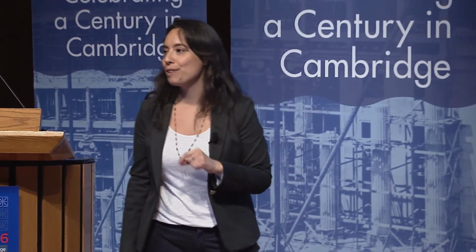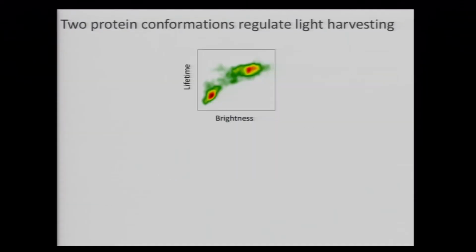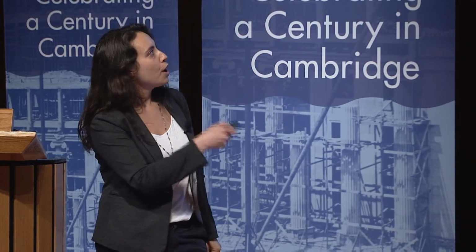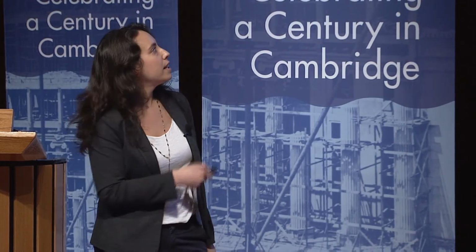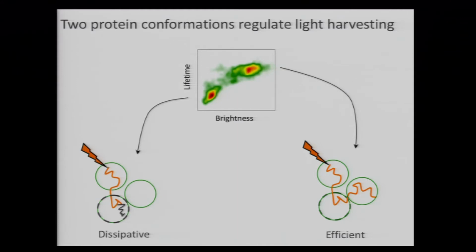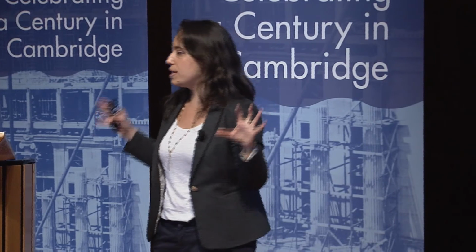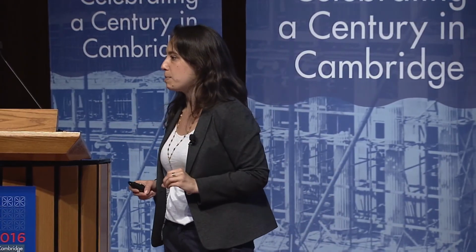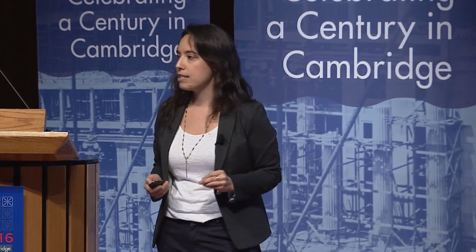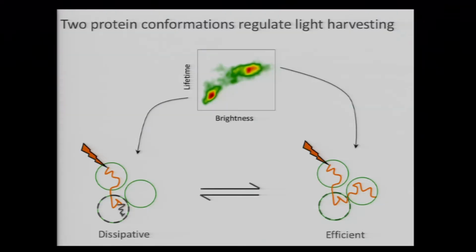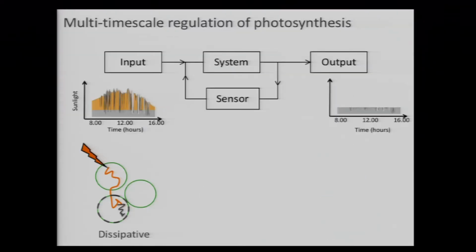And we can measure the fluorescence intensity and the fluorescence lifetime of individual proteins and build up statistics. And we get this kind of distribution of behaviors. So we see that there's actually two forms of this protein, where we have this efficient state and this dissipative state. So from this experiment and many others, we were able to identify these two states as well as the molecular mechanisms between them and their dynamics, which we want to think about within the context of this feedback loop.